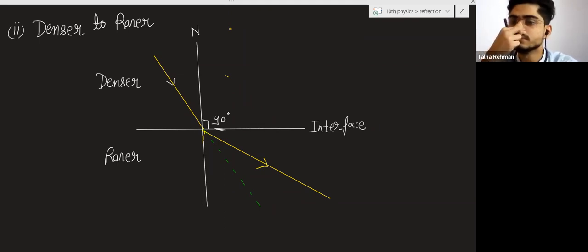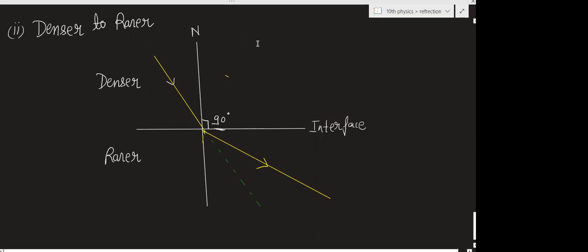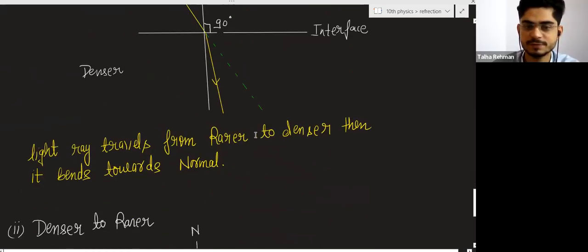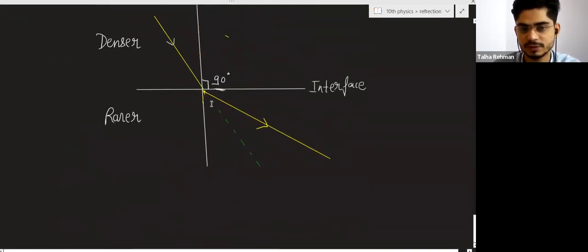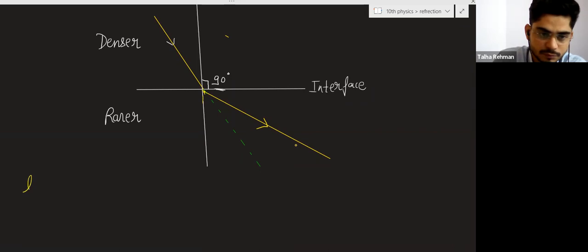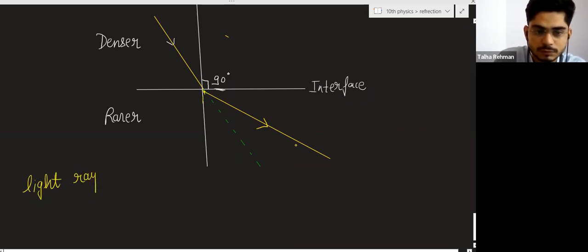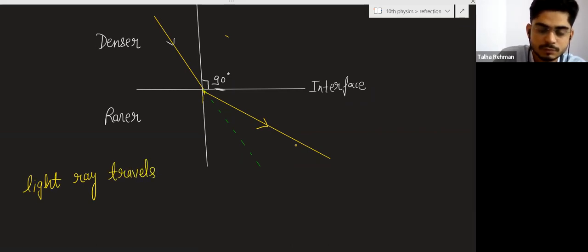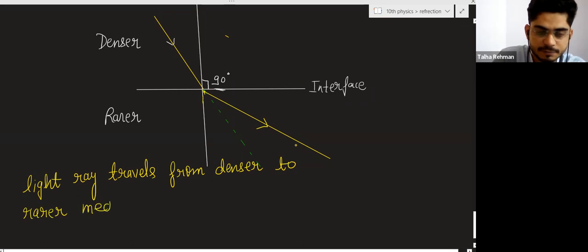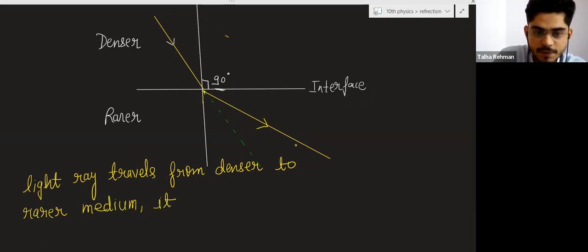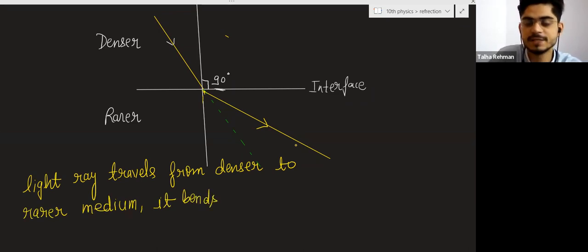Okay, Azaan? Yes, sir. So when a light ray travels from denser to rarer, it bends away from the normal. It looks like this. You can write the statement if you want. I am just writing: light ray travels from denser to rarer medium, it bends away from the normal, like this.